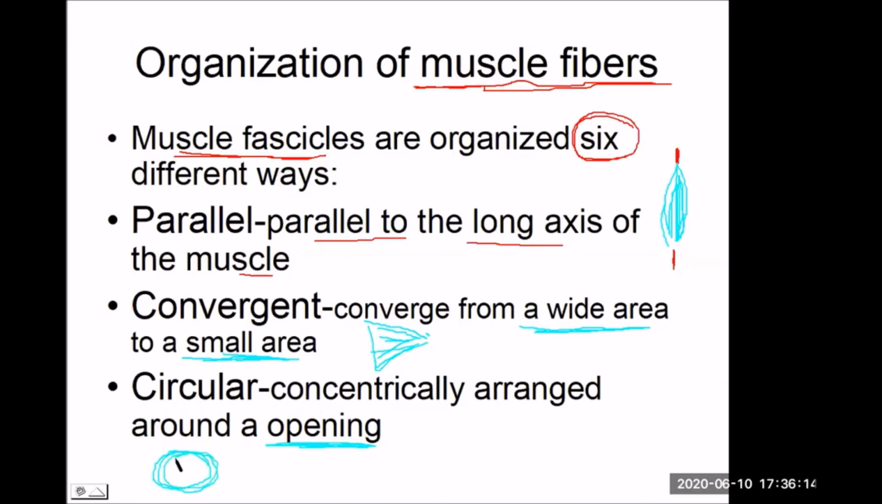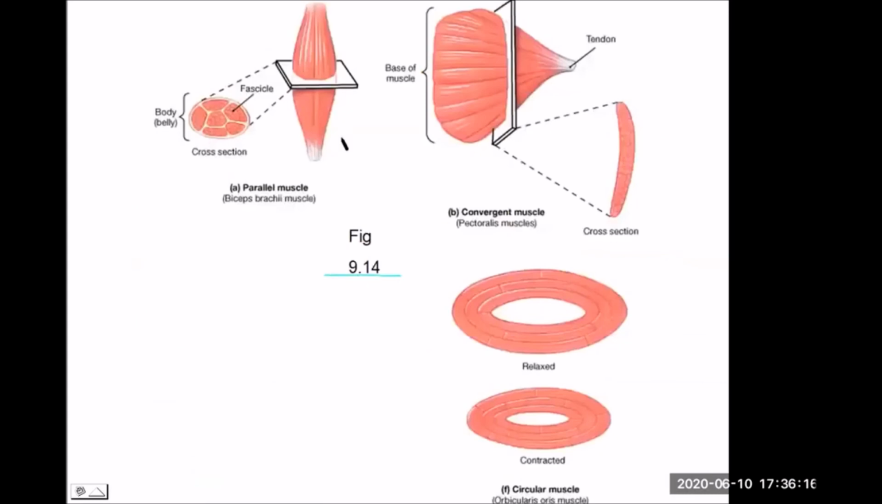And let's go right to the textbook figure here. So what I was trying to draw for a parallel muscle shape, a convergent shape again starts with a broader base, tapering down to a smaller area.